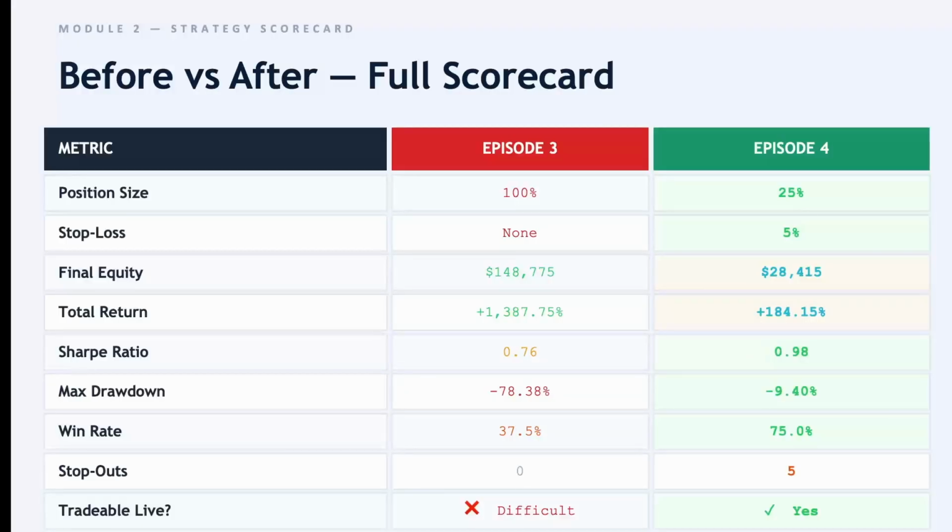Every metric side by side. Return dropped from 1,387 to 184, and that is the cost. But look at what we got in return. Drawdown from negative 78 to negative 9, and the win rate from 37.5 to 75. The Sharpe from 0.76 to 0.98, and most importantly, it is tradable live.